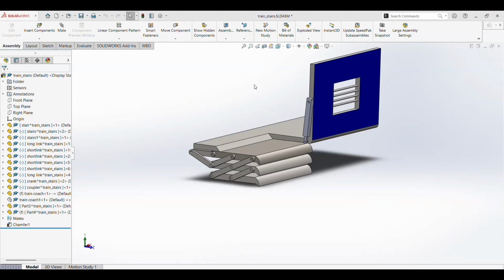Hello everyone, I am Rudhir Narayan Pradhan and I am here to present to you guys the modeling and motion simulation of our railway ladder system using SolidWorks. As you can see here, we have a ladder mechanism with 3 stairs connected using scissor linkage mechanisms. The scissor linkage mechanism ensures that the 3 stairs remain parallel to each other whenever they move.